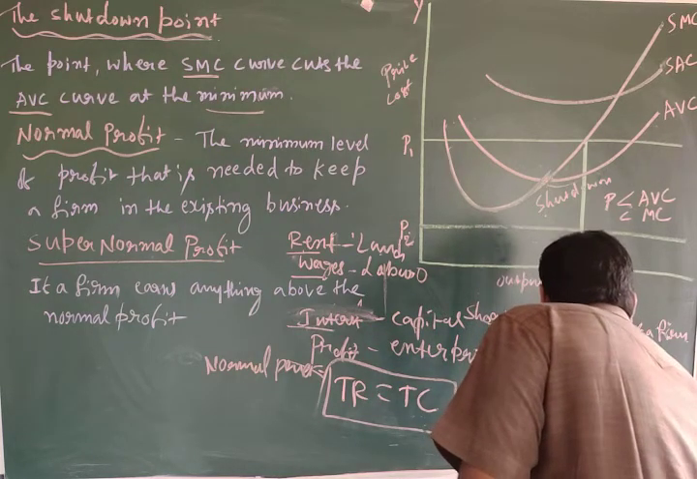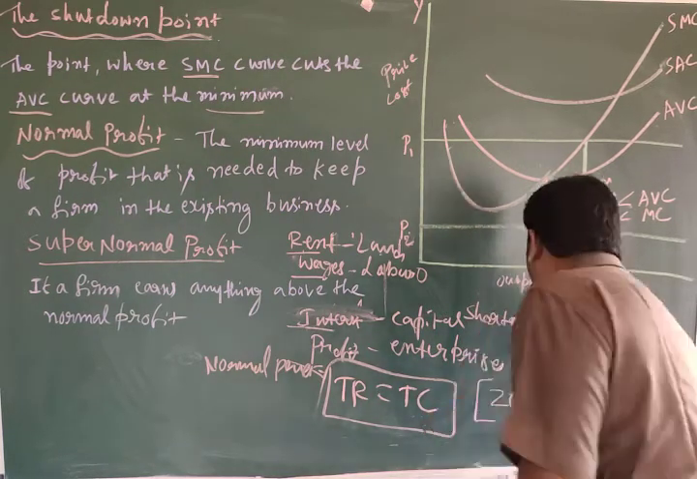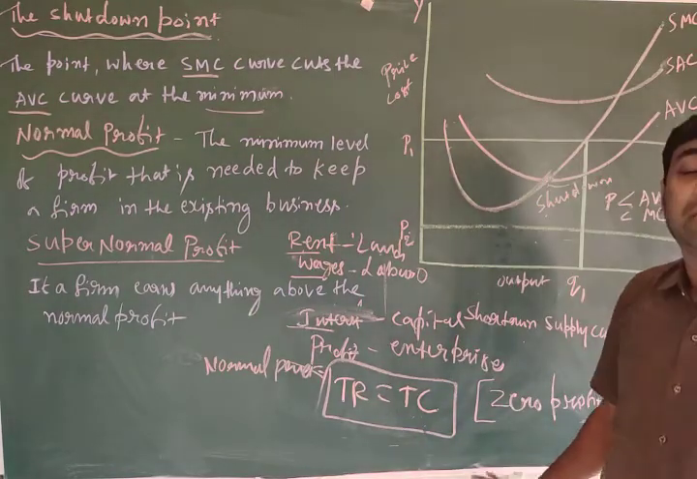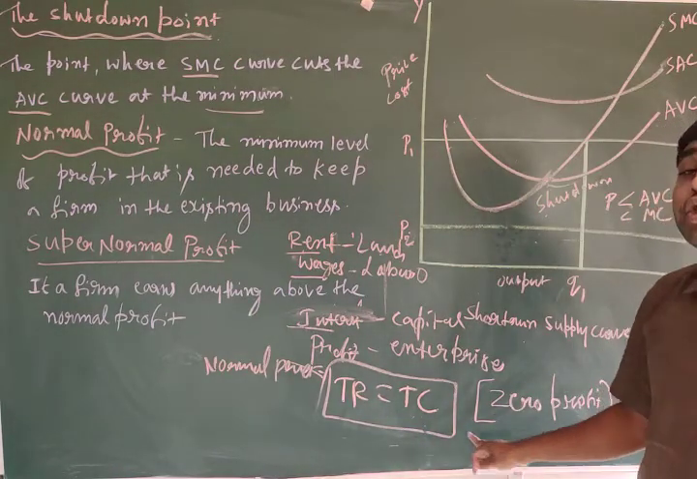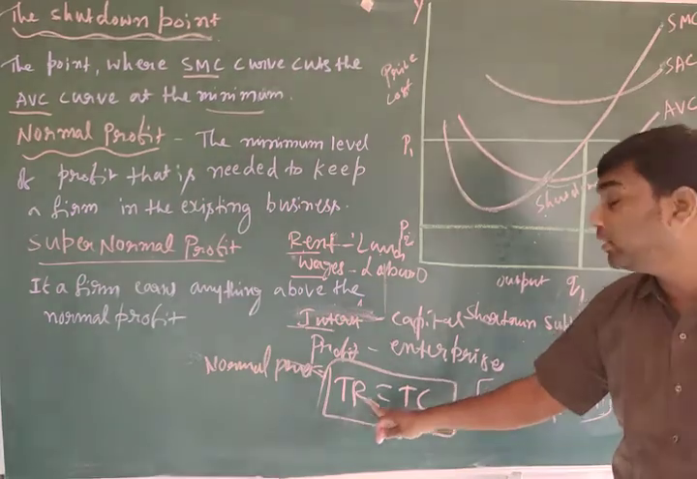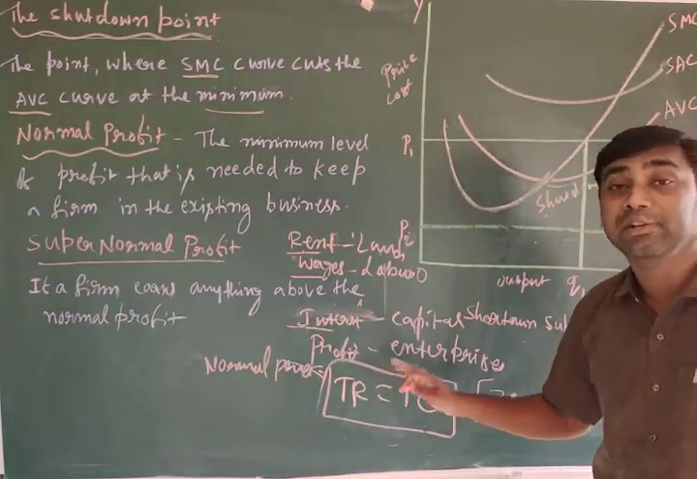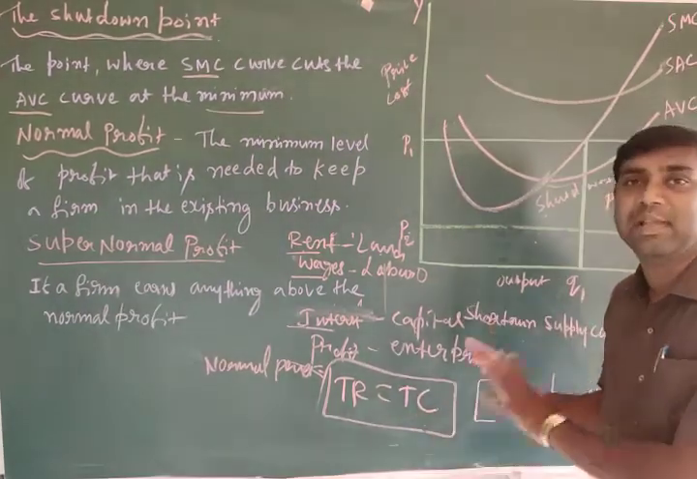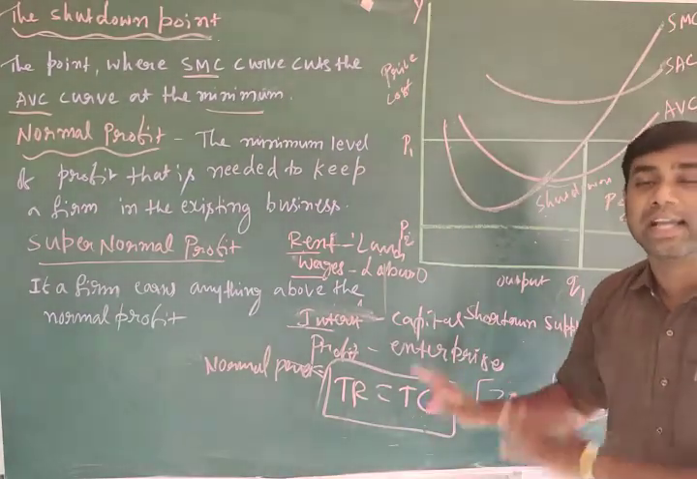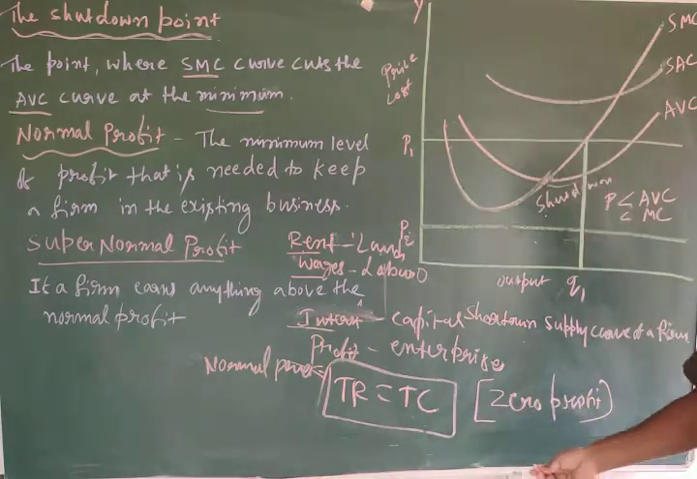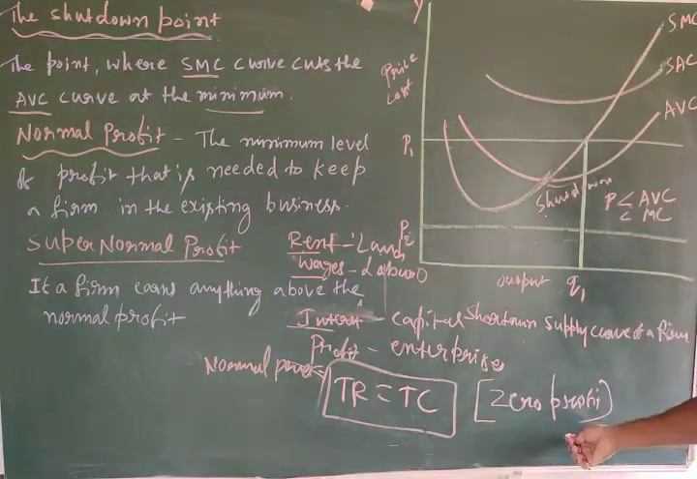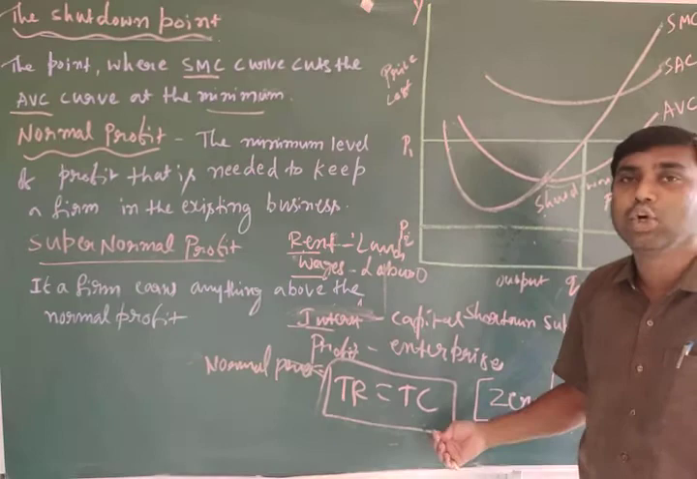Why? The normal profit is called zero profit. Why is it called like this? Because there is no profit here. The revenue earned by the firm should be equal to the total cost, equal to the expenses. That's why the normal profit is called zero profit.